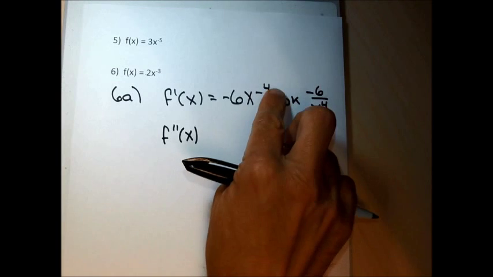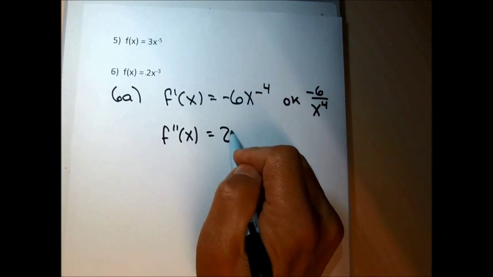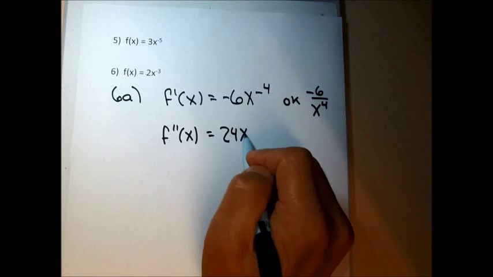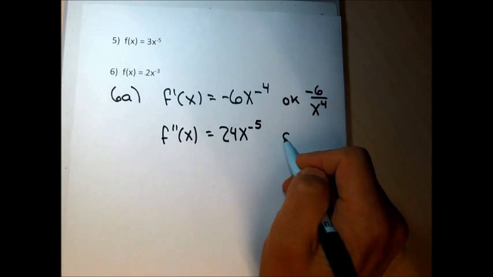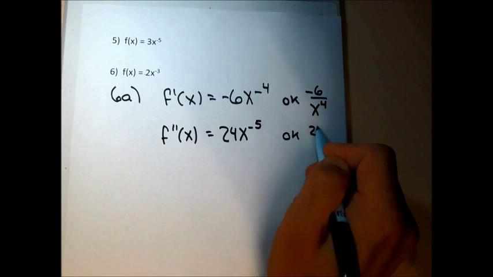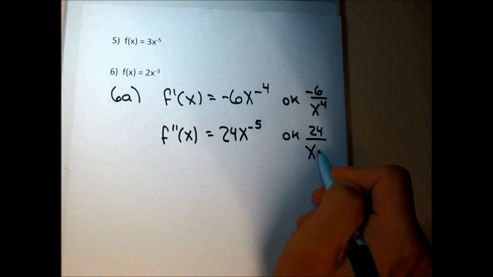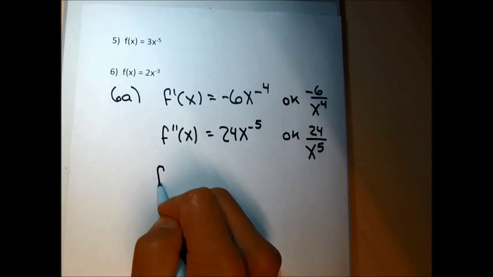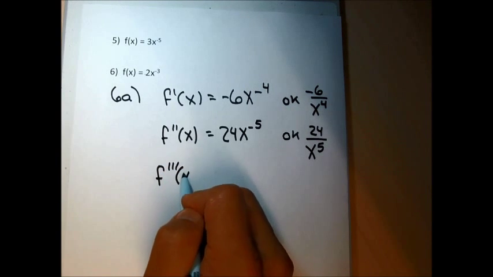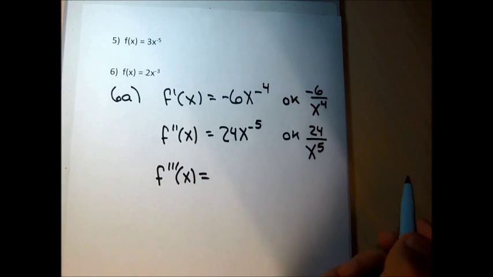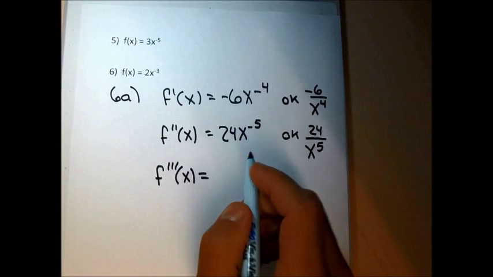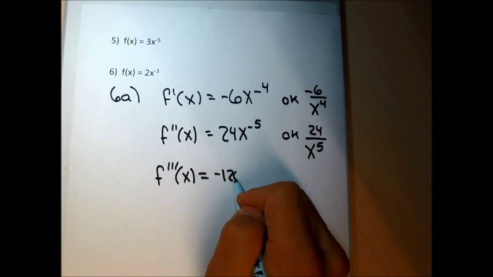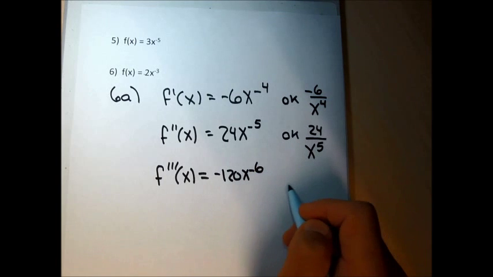So second derivative, negative 4 times negative 6 is positive 24. When I lower the exponent by 1, negative 4 minus 1 is negative 5. And again, it probably would even be better if I wrote it as a fraction, but it's not going to be so important. These problems are only important if you're doing something with the derivative to get the derivative written nicely. Last, third derivative, negative 5 times 24 is negative 120. Lower the exponent by 1 to negative 6.